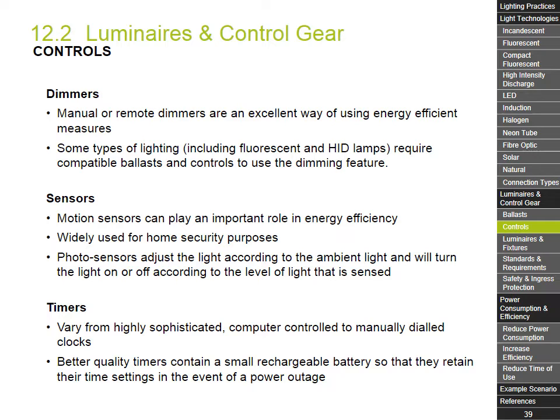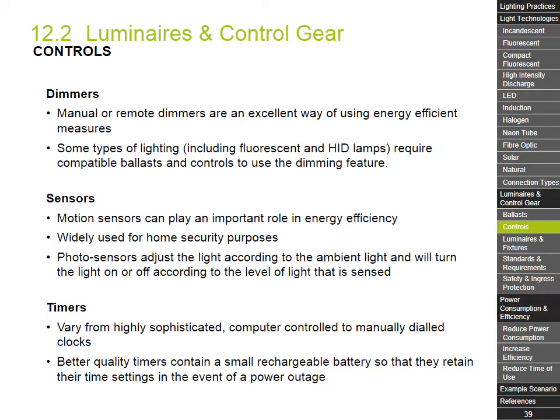Motion sensors are widely used in home security devices but can also play an important role in lighting technologies. Rather than requiring occupants to manually dim or turn off lights, the sensor will automatically perform the function and save energy in the process. Photosensors adjust the light according to the ambient light and will work even when occupants are within the range of the sensory device.